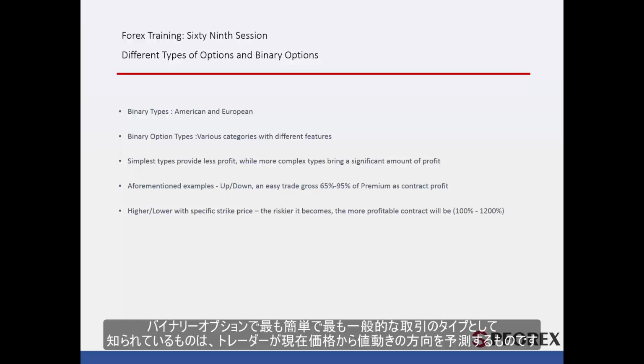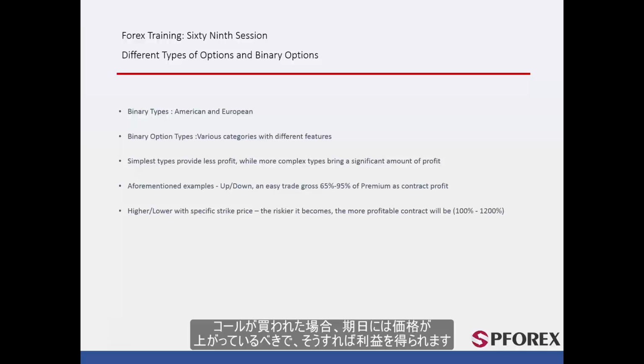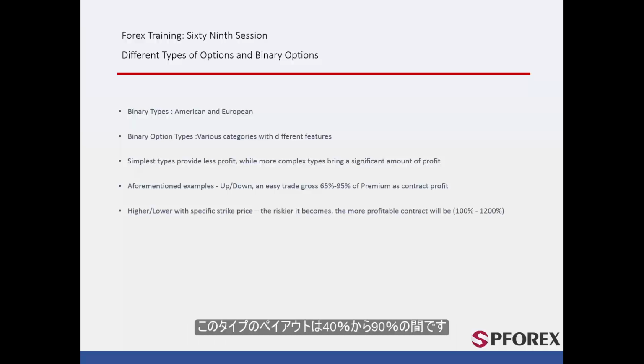Known as the easiest and the most prevalent trading type of binary option, where a trader predicts direction of the price movement from the current price. If a call is purchased, then the price must go up from the current price at the end of the expiration time, so that profit is attained. The payout on this type is between 40% and 90%. More gap between strike price and current price plus unpredictability.